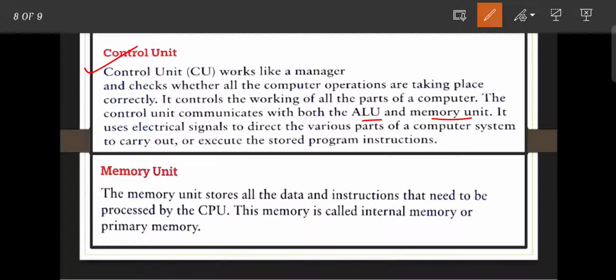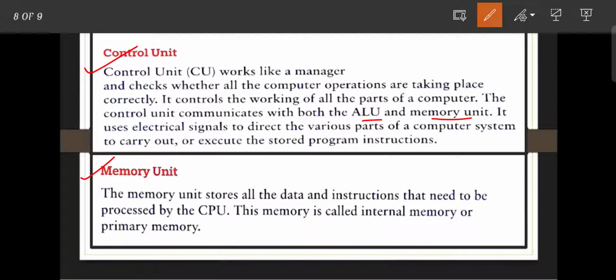It uses electrical signals to direct the various parts of the computer system to carry out or execute the stored program instructions. That means the basic thing is that the control unit controls the flow of data and instructions, and the control unit is a communicator between the ALU and the memory unit.